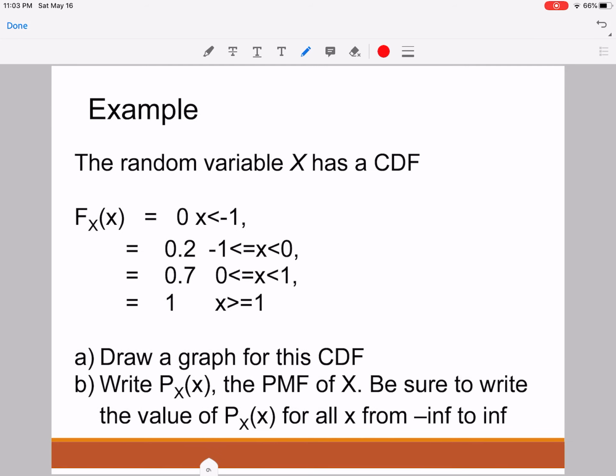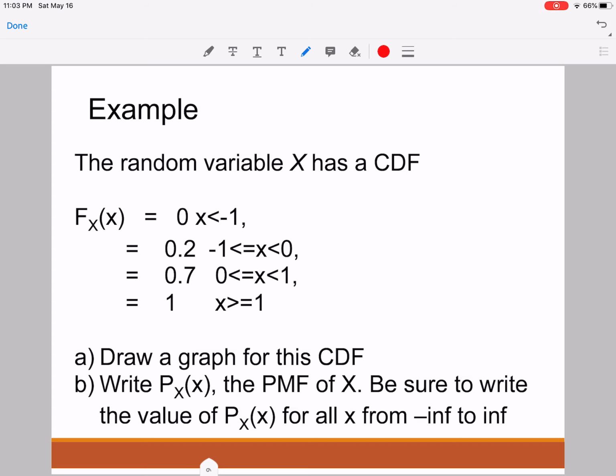Okay, now let's solve a problem based on the CDF. So here we have a CDF, and what we need to do is draw the graph for the CDF, and then we need to reverse engineer and draw the probability mass function using this CDF. In the previous example, I showed you how to derive a CDF chart using a PMF. In this case, we need to use the CDF chart to derive a PMF.